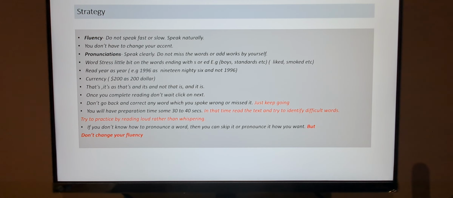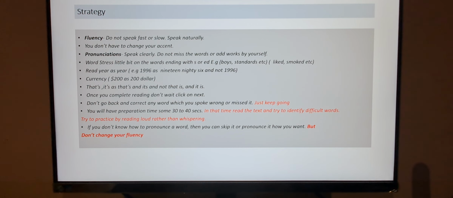I also try to identify the commas and the full stops in the sentences. Wherever there is a comma, I give a very minimal pause, and wherever there is a full stop, a slightly bigger pause, and then I read. So it gives you a preparation. Guys, make full utilization of that to prepare yourself. The end goal should be that you need to read fluently.